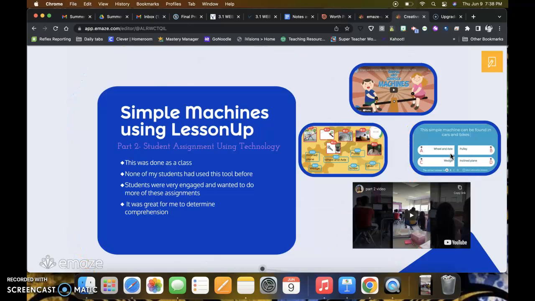Lesson Up was fun, engaging. The students learned about simple machines. And I liked that after the fact, I was able to look at the report of their answers to see if they were understanding or not. And you can access that at any time. I think on the website, it just says click on reports and then click on the lesson that you did. And then it showed you how many they got wrong, or the percentage they got right, per student or as a class. So you could break it down in a lot of ways. I really like that part.